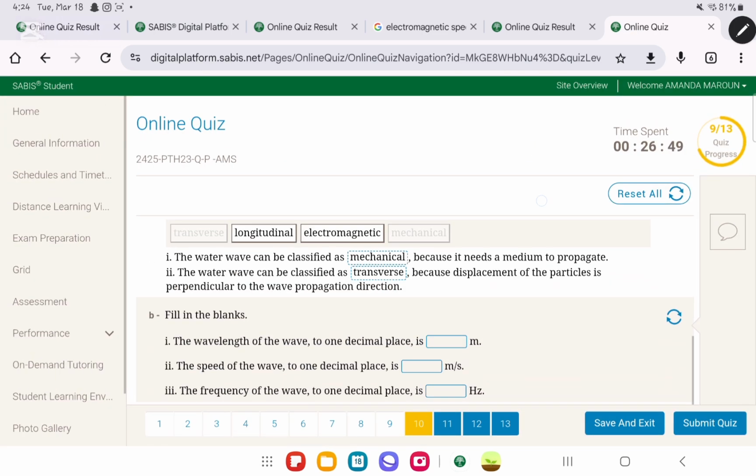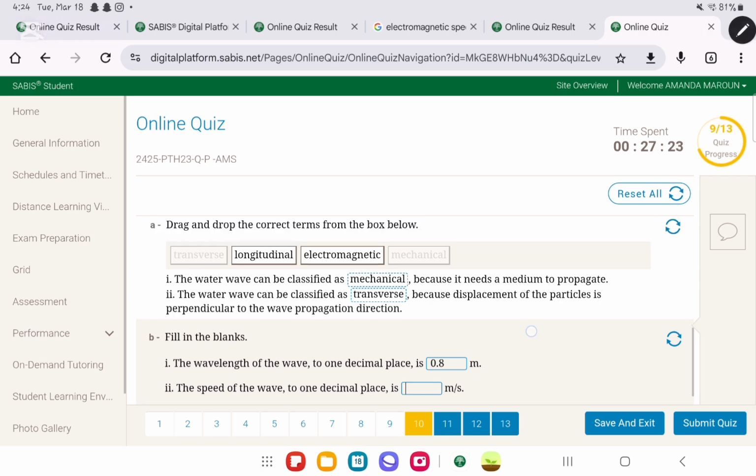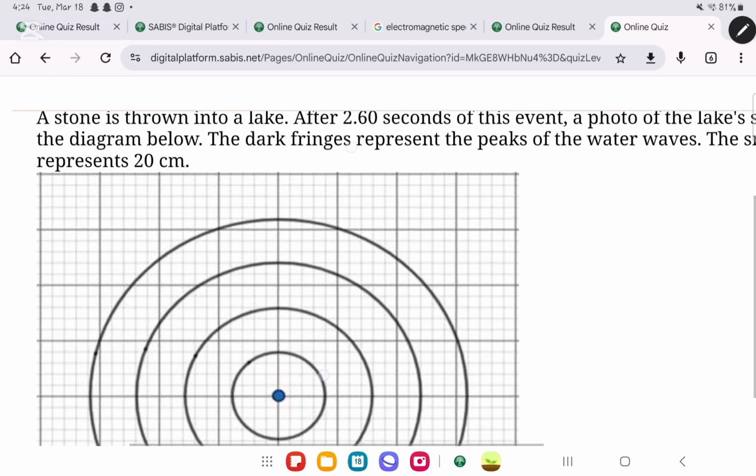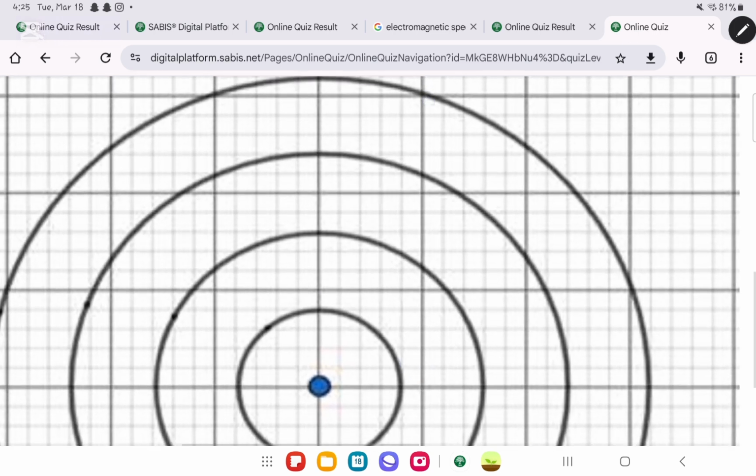Now, they need it in meters. So to change it from centimeters to meters, you are going to divide by 100 and you will get an answer of 0.8 meters. We'll move on to part 2. They need the speed of the wave to 1 decimal place. To find the speed of the wave, what we're going to do is take the total distance traveled by these waves. So to find the total distance traveled, we're going to start from the center all the way to the last crest.